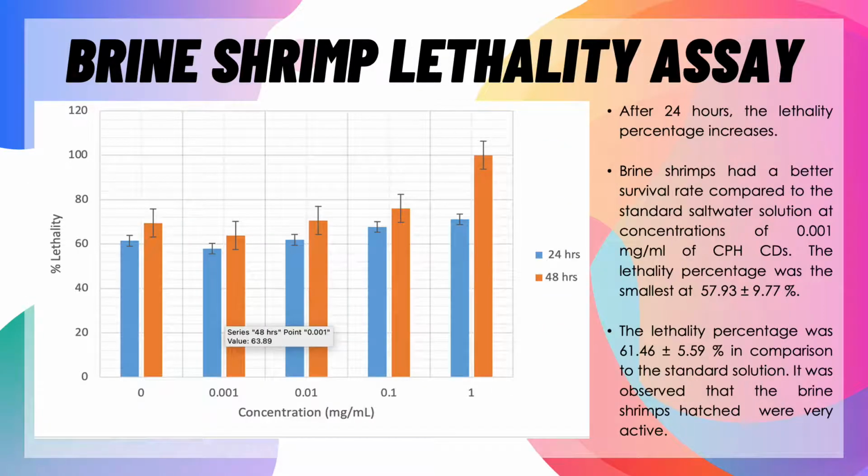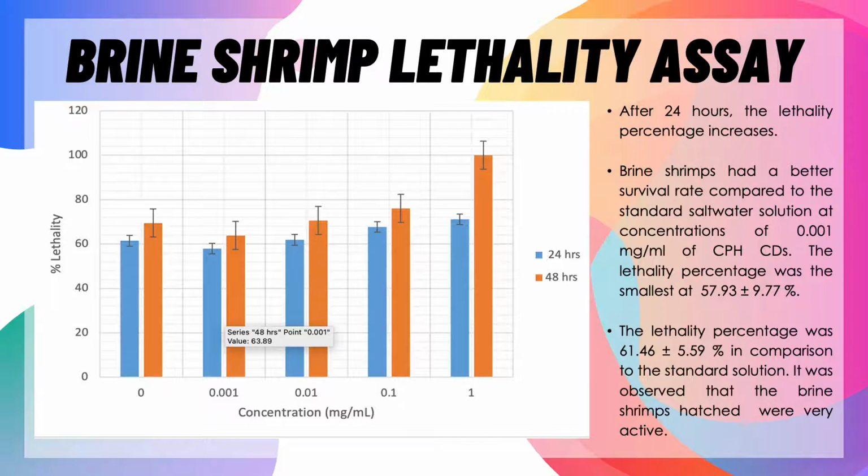So therefore, we go to the brine shrimp lethality assay. As you can see, after 24 hours, the lethality percentage increases. Brine shrimp had a better survival rate compared to the standard solution, which is this. The standard solution is just salt water. At 0.001 milligram, it shows lower lethality at 57.93%. The lethality percentage was 61.46% in comparison to the standard solution.